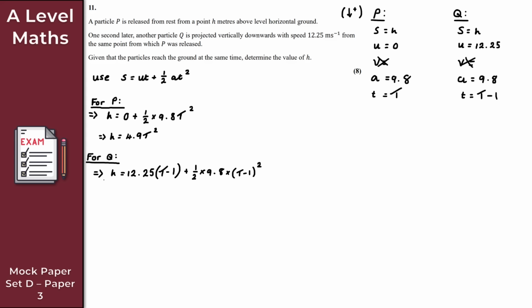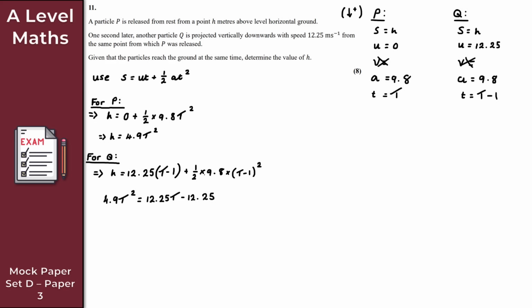Now at this point I will replace h with 4.9 t squared. If you want to do that on the next step, that's absolutely fine, but I'll do it here. So I've got 4.9 t squared is equal to, expanding this out, 12.25 t minus 12.25.